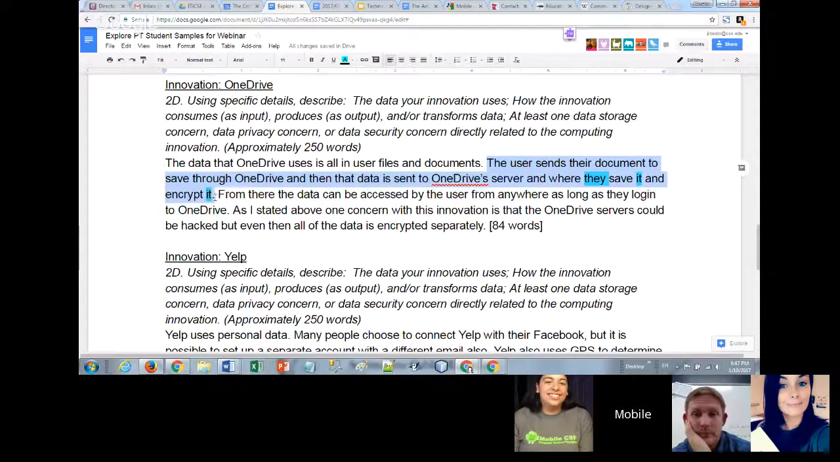And I would look at this sentence too and think, okay, this is a good opportunity for students to really expand in that area. You can use sentences like, "First, the user sends their document to be saved through whatever. Next, the data is sent to the server, and finally, it's saved and encrypted on the server." You know what I mean? Those kind of sequencing sentences help make it clear what's going on.